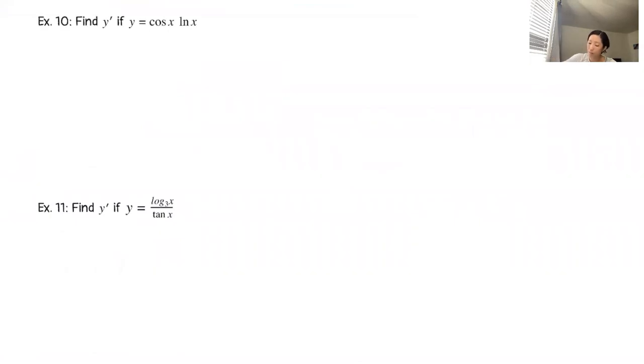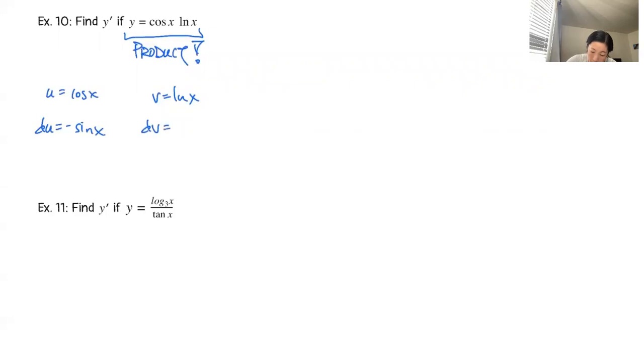Number 10. Find y prime if y equals cosine x times natural log x. Right away, we should recognize we are using the product rule here. I'll set that up: u equals cosine x, v equals natural log x, and I have to remember the rules. du is negative sine x, dv is 1 over x. Once I've got all those, we find y prime using the product rule, which is u dv plus v du. I'll get cosine x times 1 over x plus natural log x times negative sine x.